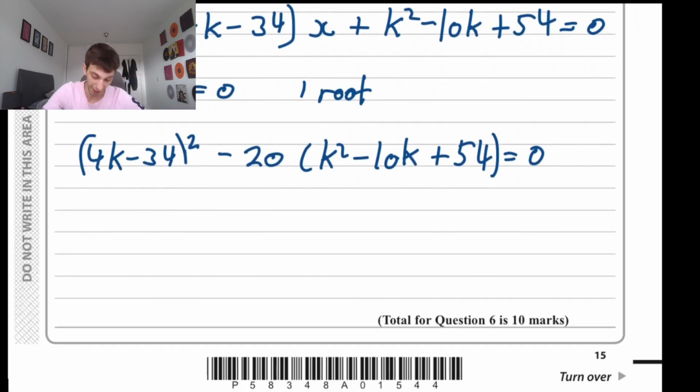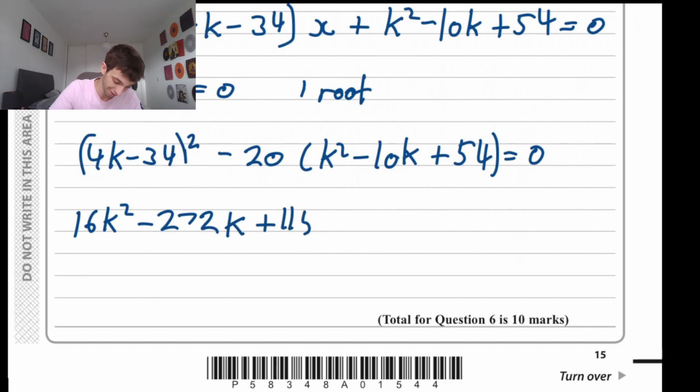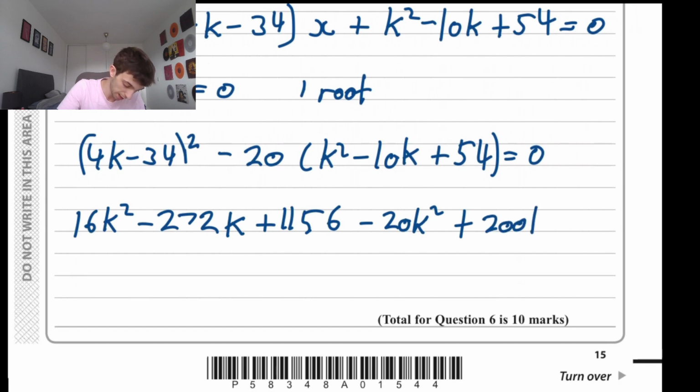Okay, so 4k squared, we can do that one in our heads, that's 16k squared. We have minus 34 times 4, we're going to have two of those, so minus 34 times 4 times 2. So we have minus 272k. 34 squared is plus 1156. Take away 20k squared. Then we have minus 20, so that's plus 200k, I believe. Yeah, and then we have minus 20 times 54. So minus 20 times 54 is going to give us minus 1080. That'll be equal to 0.